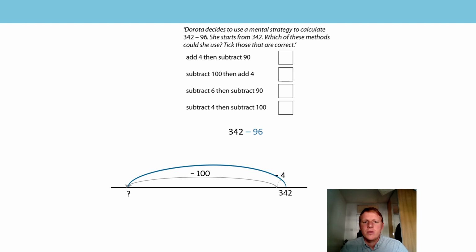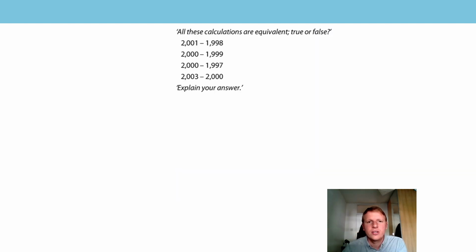How much has been subtracted altogether? 104 is how much has been subtracted. That's not the same as the question. The question says subtract 96, so the fourth method is incorrect. Another practice question that you were asked to consider was this. All these calculations are equivalent. Is this true or false? You were also then asked to explain your answer.